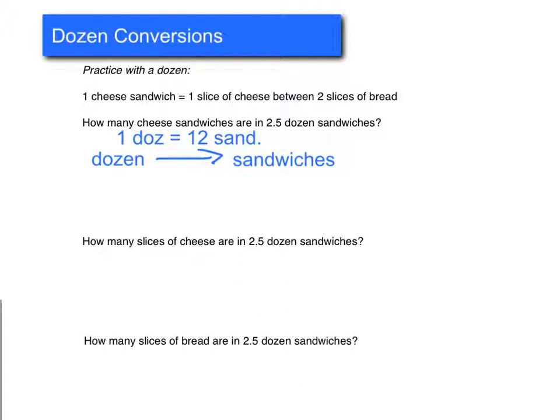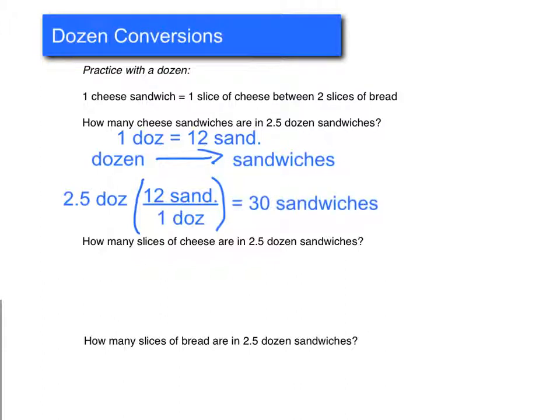So that's our plan. So we put what we know out in front, 2.5 dozen, all right? And then what we want to find is what goes in the top, and what we want to cancel out goes in the bottom. So we want 1 dozen in the bottom and 12 sandwiches in the top. So 2.5 times 12 gives us how many sandwiches in 2.5 dozen.